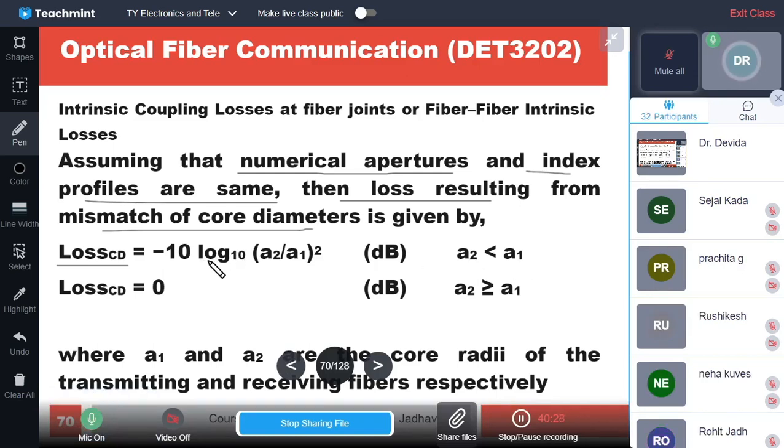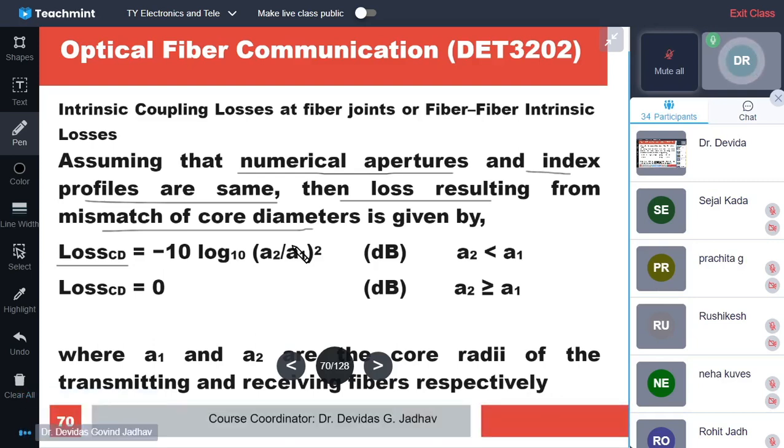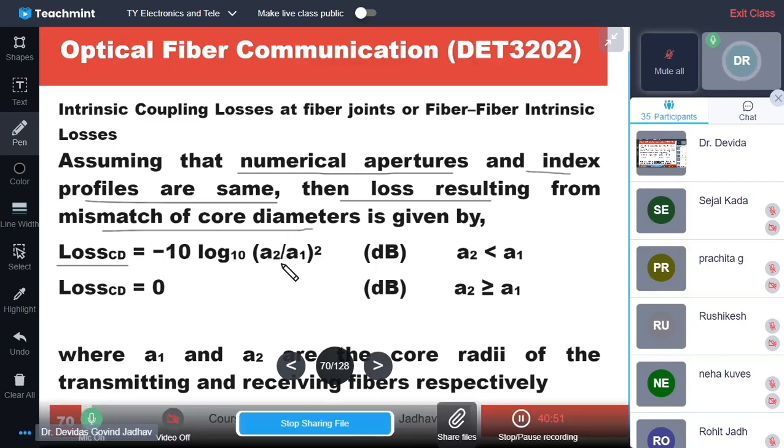and it is minus 10 log to the base 10 of A2 upon A1, where A1 and A2 are the core radii or core diameters respectively. If you take radii, that is okay. If you take diameter, that is okay, because it's a ratio. Radius is nothing but d by 2, so the 2 cancels, or diameter is 2 times radius, so the 2 gets cancelled, because it is a ratio. So you can take radii or diameters, both are correct. So when numerical aperture and index profiles are considered constant, the loss resulting from mismatch of core diameter is given by this formula, minus 10 log to the base 10 of A2 upon A1, where A2 and A1 are diameters or radii.